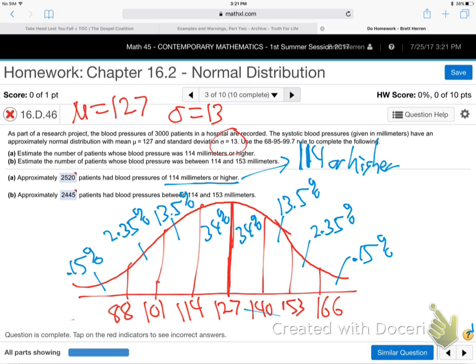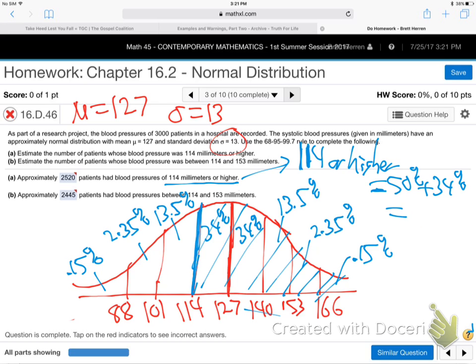Okay, 114 or higher. Well, look for the 114. There it is. 114. Or higher. Higher means which direction? To the right. So they want all this, don't they? 114 or higher. What's the percentage? 84%. Can you tell right away it's 84? Because it's half the curve and 34 more. It's 50 and 34. You can add all these up in your calculator if you want to. But an easier way is to say, look, from the middle over is half and then 34. So it's going to be 50% plus 34%. It's going to be 84%.